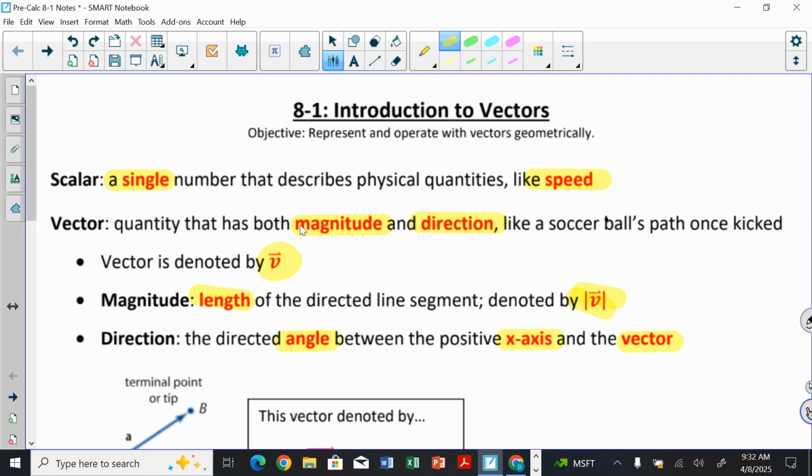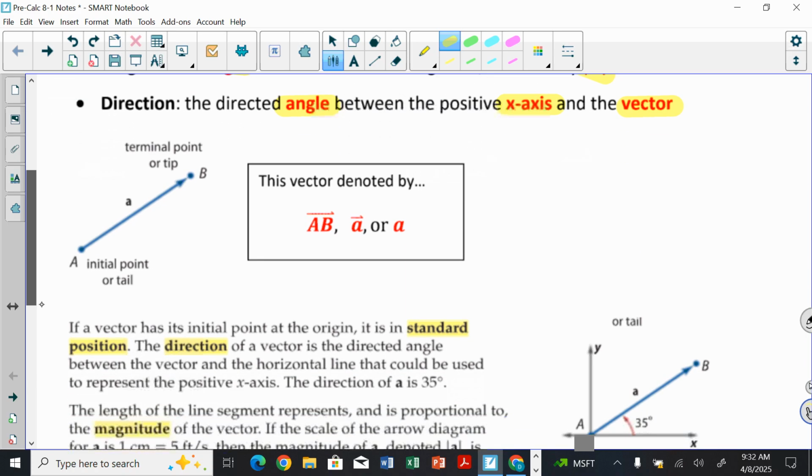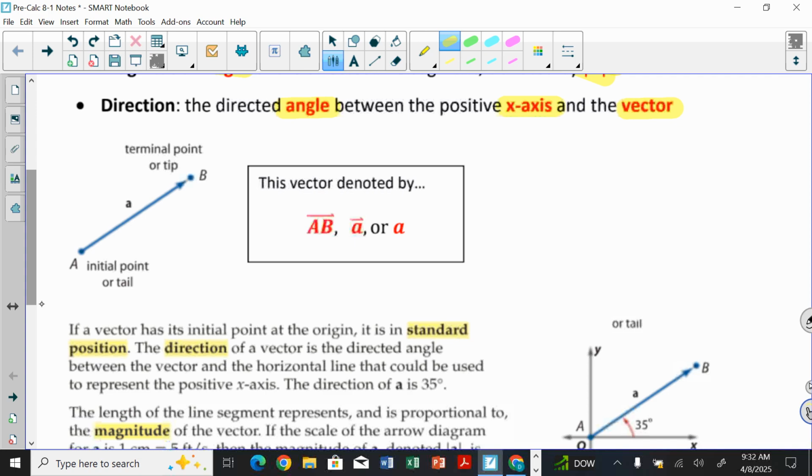Some other things about them, just as we describe this variable. We've got a terminal point, which is the tip of it, and the initial point is the tail. So the tip has the arrow, the terminal point has the arrow, and the initial point does not have the arrow. That's the tail, so tip and tail. Then we would denote the vector by a couple different things. We could just call it a, lowercase a. We could put the little vector symbol over it, or like a line segment, we can call it AB, with the little vector symbol above that as well.